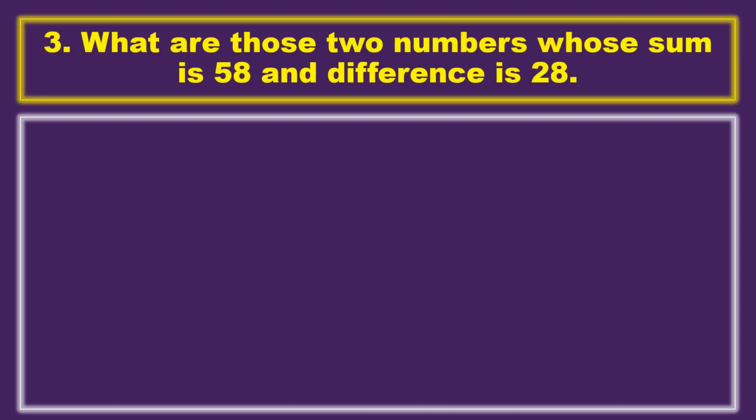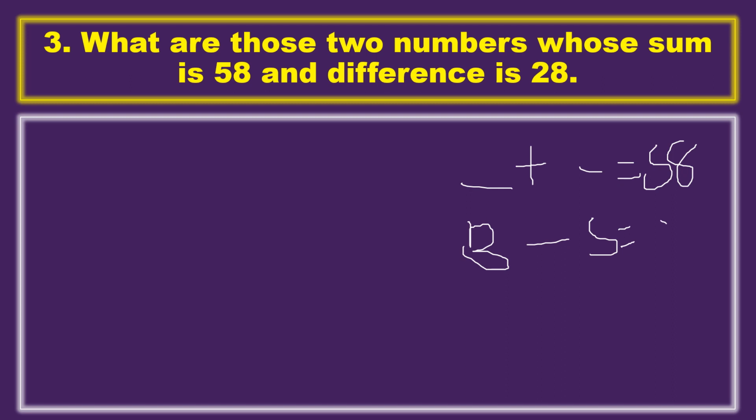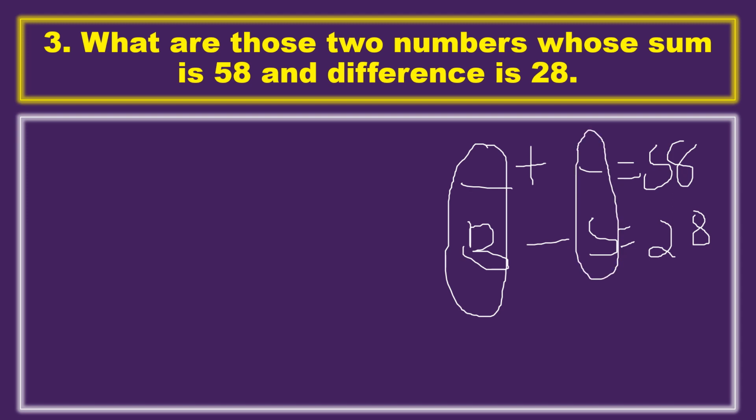What are those two numbers whose sum is 58 and difference is 28? Okay, so here he asked: if you add two numbers, you will get 58 as the answer. And if you subtract two numbers, subtract means the difference, always big number minus small number. Okay, so when you find the difference of these two numbers, you will get 28. So what are these numbers? The same numbers, when you add, you'll get 58, and when you find the difference, you'll get 28. So let us find out.